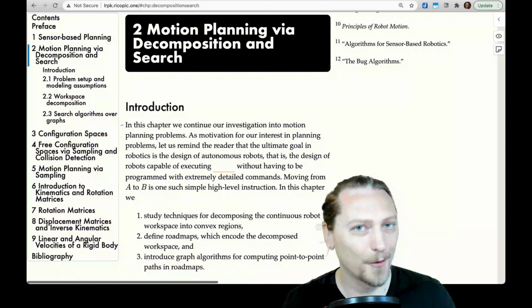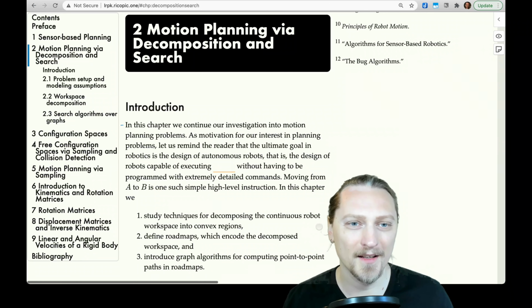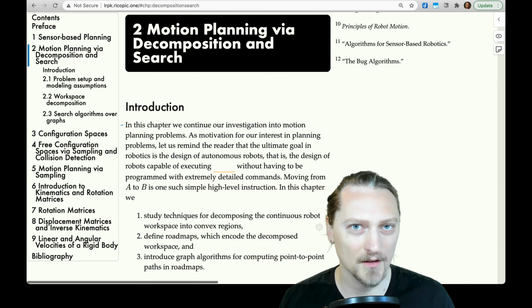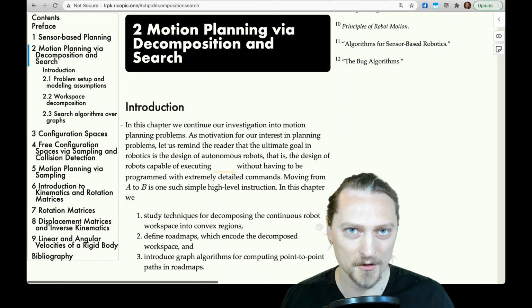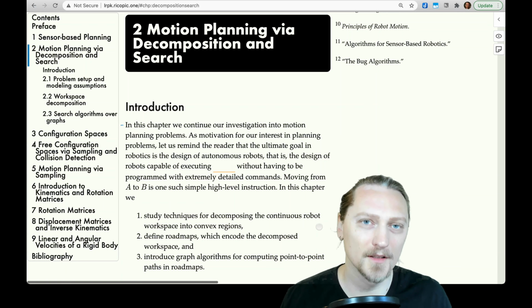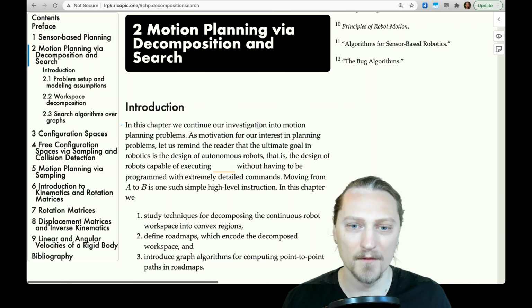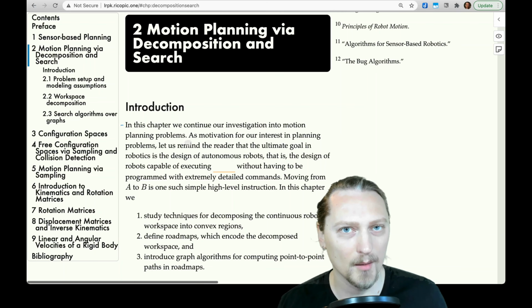All right, so now we're on Chapter 2, Motion Planning via Decomposition and Search. With a little introduction, we will begin. So, in this chapter, we continue our investigation into motion planning problems.